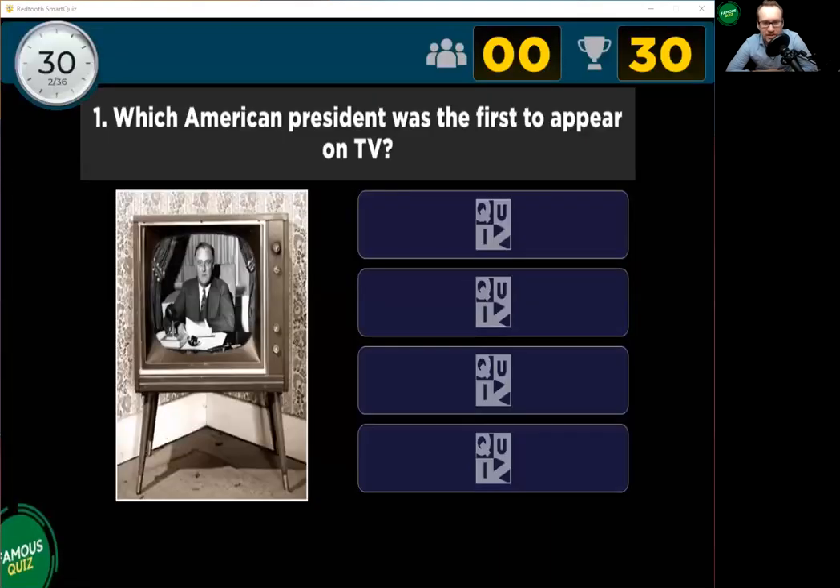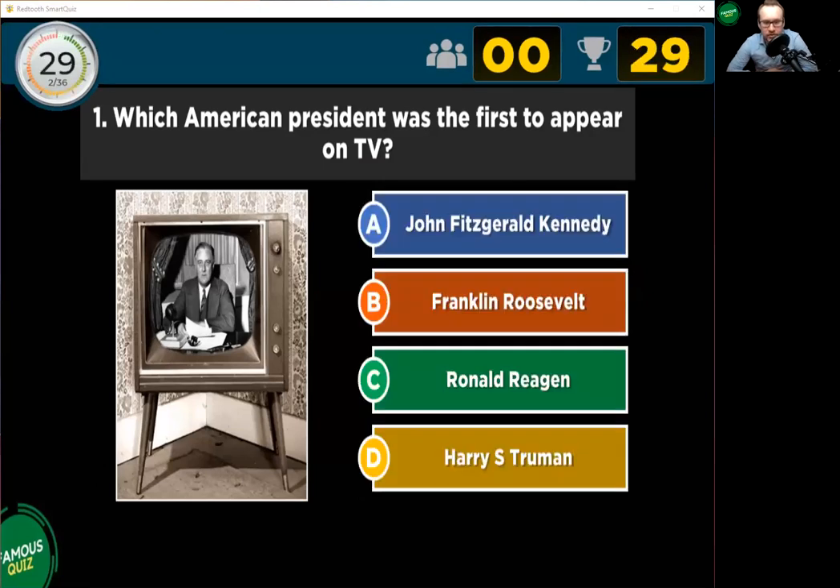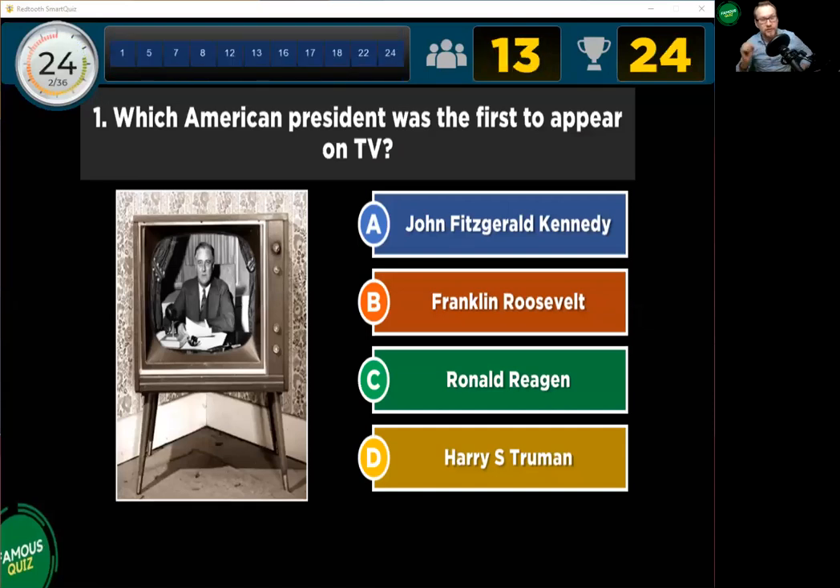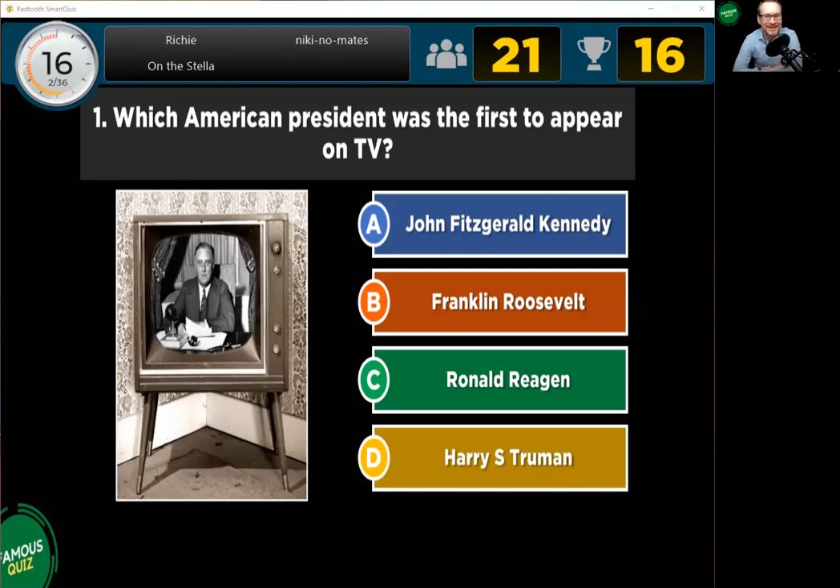Which American president was the first to appear on TV? John Fitzgerald Kennedy, Franklin Roosevelt, Ronald Reagan, or Harry S. Truman? So, the first president to appear on TV. Obviously not inside the TV, but he was on TV.